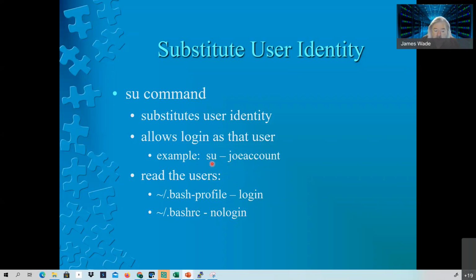But we do this often. There's a couple of reasons we do this. One is we need to log in as a generic service account. Let's say we have a web server running and we want to log in as that web server account. So we would do su minus web account, because that's what the Apache web server software is running as. And we would log in as that account using su.